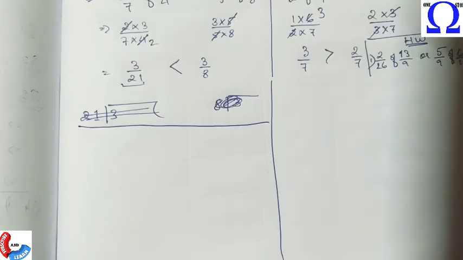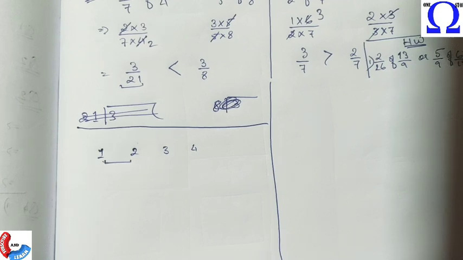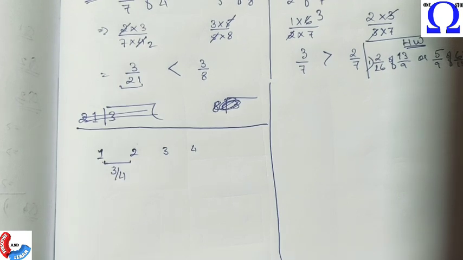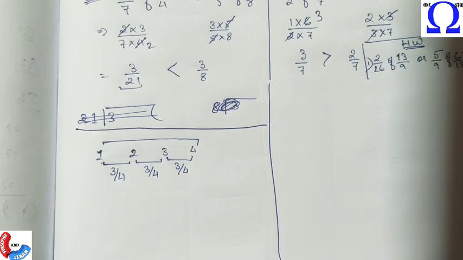Now next one is a word problem in which the question is saying Sally plants 4 saplings in a row. Let's say these are the 4 saplings in a row. Then the distance between two adjacent saplings is 3 by 4 meter. It is asked what is the distance between the first and the last sapling. Therefore, as per the question, this distance will be simply 3 by 4 into 3.